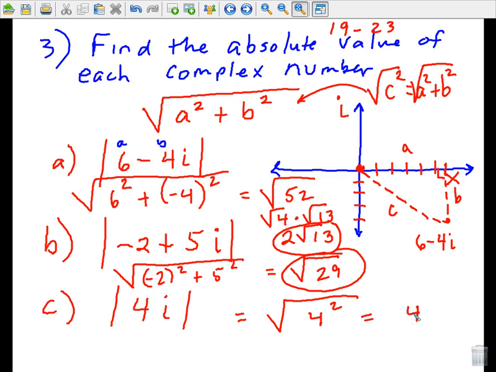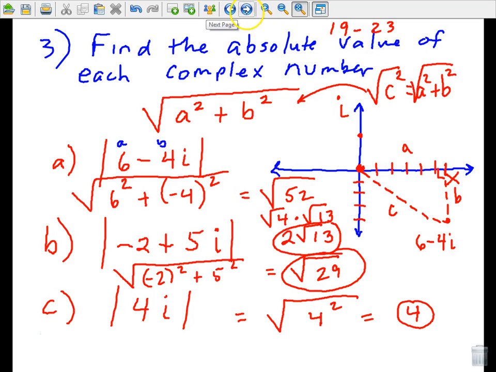And that should make sense to you now that you know what the absolute value means, because where would I plot the number 4i on this plane? Where would it go? 4 places up. It would be sitting right there. Well, how far is that from the origin? 4. And that's what the absolute value of a complex number means. How far away from the origin is it on the complex number plane? Any questions so far? We're doing great on time.